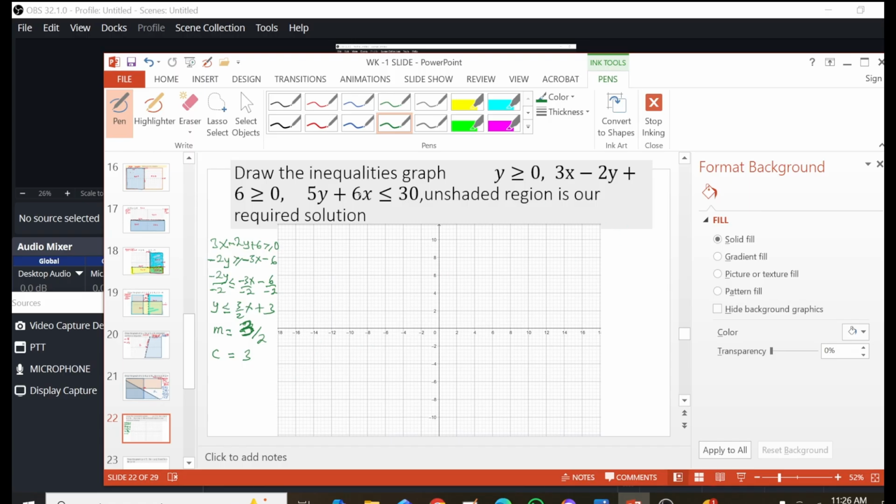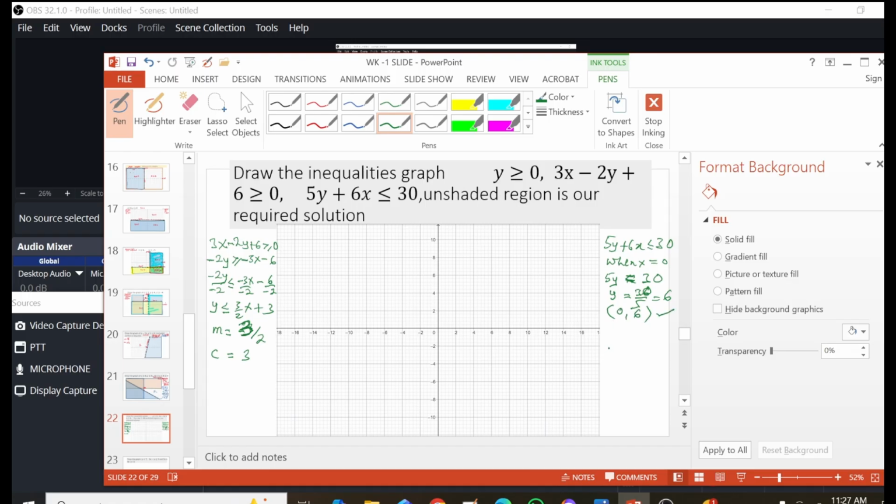Another method to plot your graph, let me use it for the second one: 5y plus 6x less than or equal to 30. This is the intercept method. You can use the one that's convenient for you. When x is equal to 0, what happens to y? If I put x at 0 here, automatically the whole of this part becomes 0. So what I have left is 5y equals 30. Just put an equality sign at that point. y is going to be 30 divided by 5, so it gives me 6. Now the coordinate at that point will be (0, 6). This coordinate is the important thing that you need.